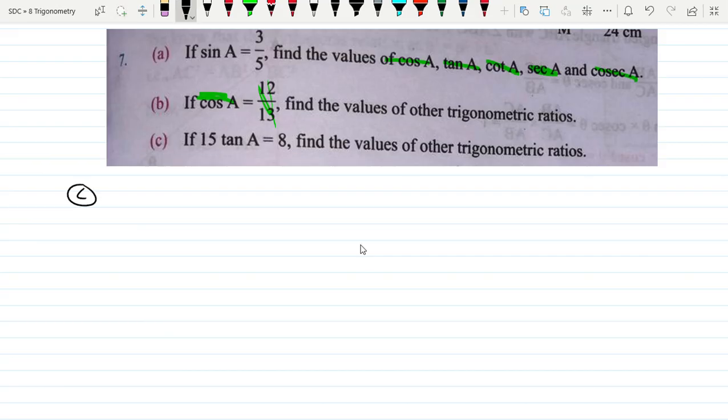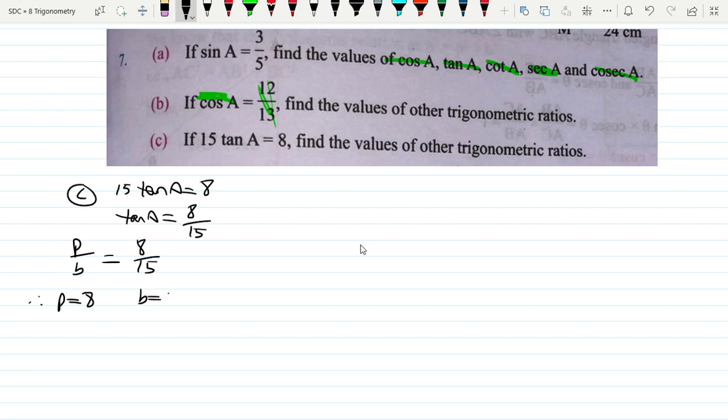Okay. Number C. In number C, we are given 15 tan A equal to 8. So we get tan A equal to 8 divided by 15. And tan is the ratio of perpendicular and base. So P by base is 8 by 15. Therefore you can have here perpendicular 8, base is 15. It's taken correspondingly from the right angle triangle.